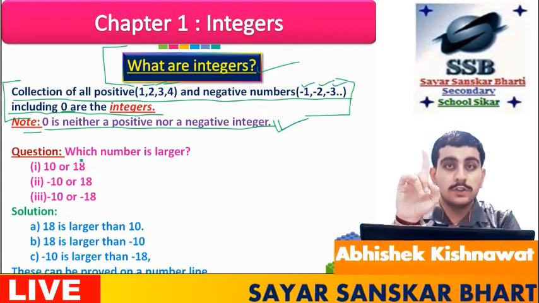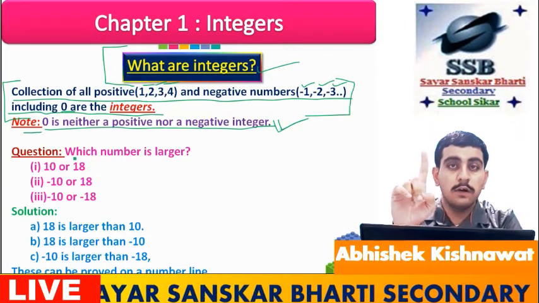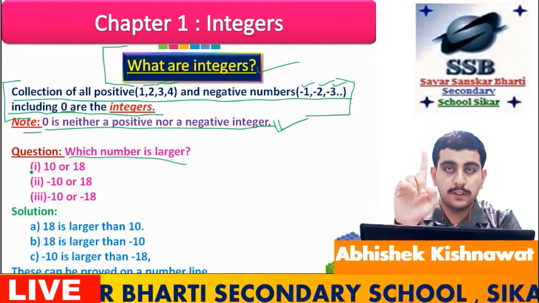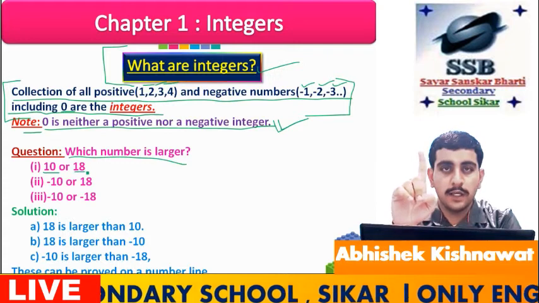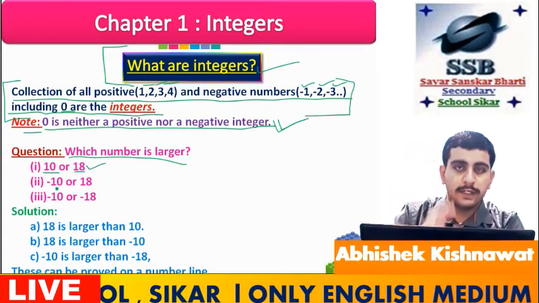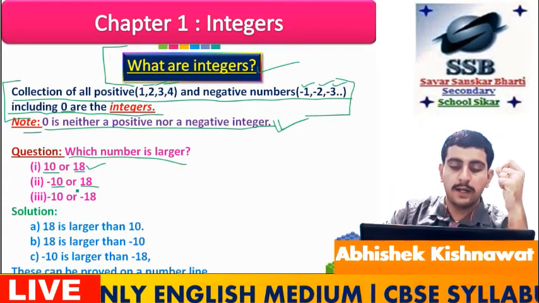Now note, 0 is not a positive or negative integer. 0 is neither a positive nor a negative integer. I think you get it. Let's see this question.